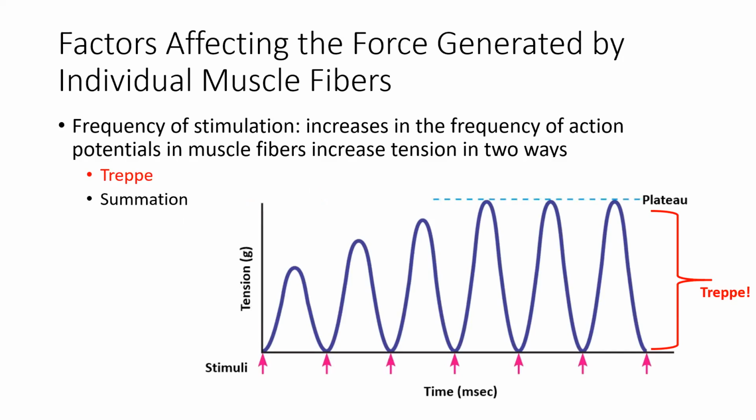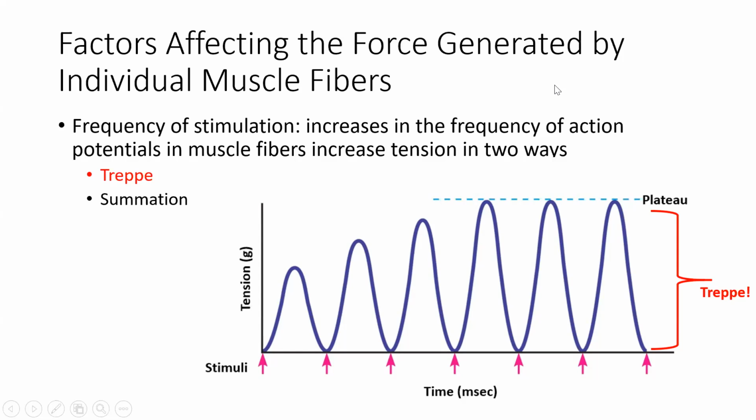And so something else that we want to think about is the frequency of stimulation, because we spoke about this idea that if we increase the frequency of action potentials, we can increase the stimulation to muscle, and that will increase the amount of force. So there are two mechanisms or two ways by which we can increase the frequency of stimulating muscle. The first one is called treppe. And treppe is not really understood.